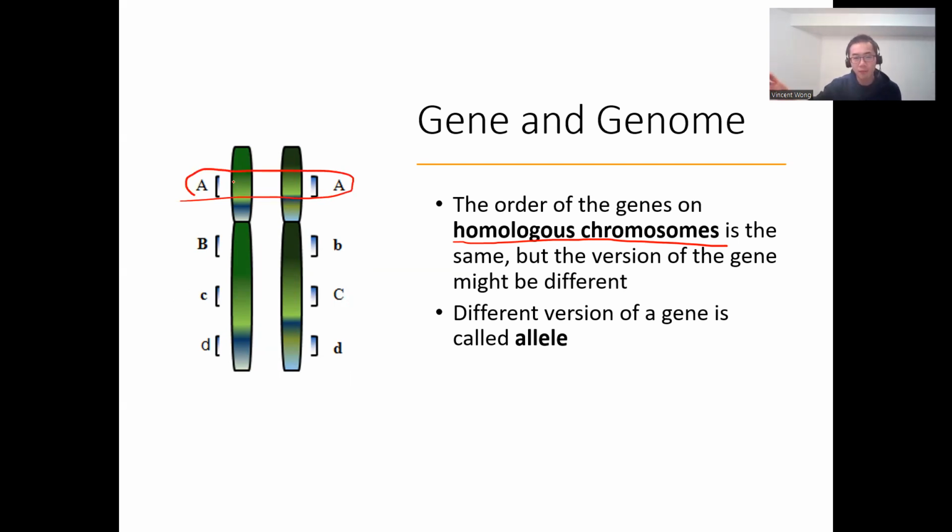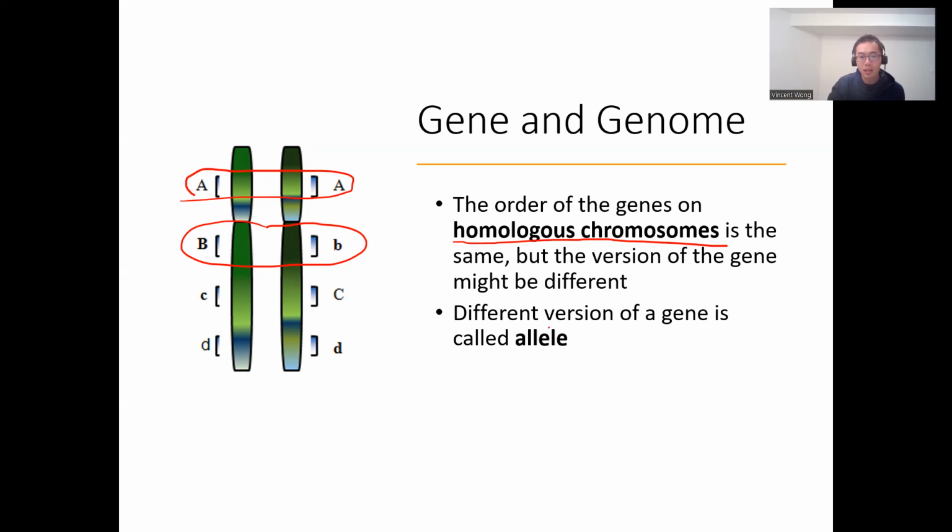That means they're the same version, right? Perhaps both your mother and your father have brown eyes. That's why the gene for eyes is brown eyes and brown eyes. They could be different if we are talking about blood type. Maybe your mother has type B blood, maybe your father has type O blood, then the version of the gene that you get, they are still both blood type, but it's a different version of it, right?